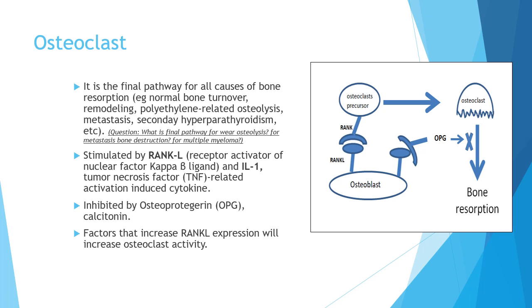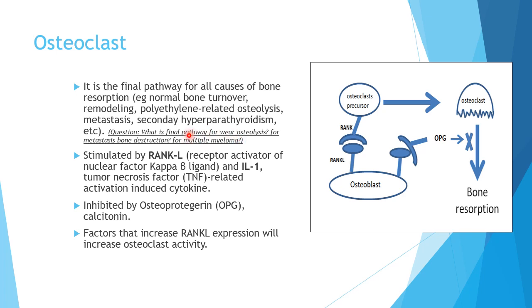through osteoclast. So commonly you will get a question saying, what is the final pathway for wear related osteolysis? So it's not the polyethylene debris which is causing the osteolysis. The final pathway is by activation of osteoclast. And another tricky question is you will find a question asking in case of lung metastasis, for example, what is the cause of bone destruction that happens? It's not the cancer cell eating the bone. It is through activation of osteoclast.